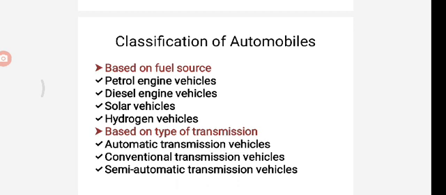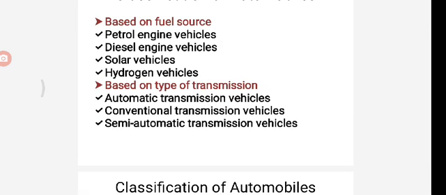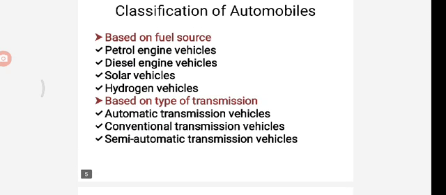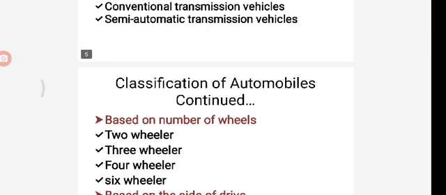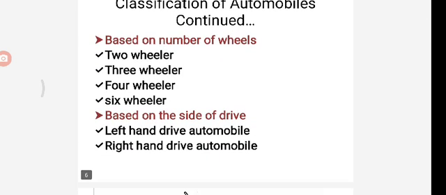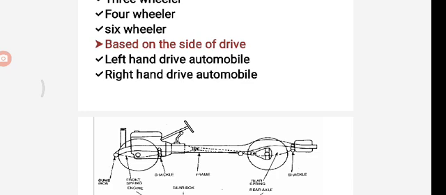Next, classifications of automobiles. First, based on fuel sources, that is petrol engine vehicles, diesel engine vehicles, solar vehicles, hydrogen vehicles. Next, based on type of transmission, that is automatic transmission vehicles, conventional transmission vehicles and semi-automatic transmission vehicles. Next, based on number of wheels, two-wheeler, three-wheeler, four-wheeler, six-wheelers. Next, based on the side of drive, left hand drive automobiles and right hand drive automobiles.